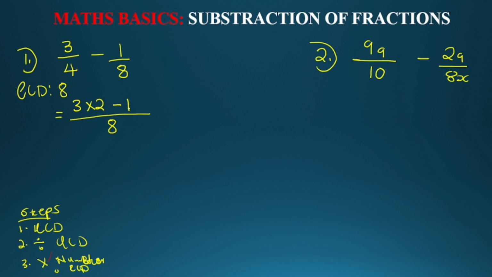Minus 1. 8 goes how many times into 8? It goes 1. Therefore, multiply by 1. It is equal to, you need to simplify the top here. You're going to have 6 minus 1 all over 8, which therefore gives us 5 all over 8. And that's how you would deal with number 1.